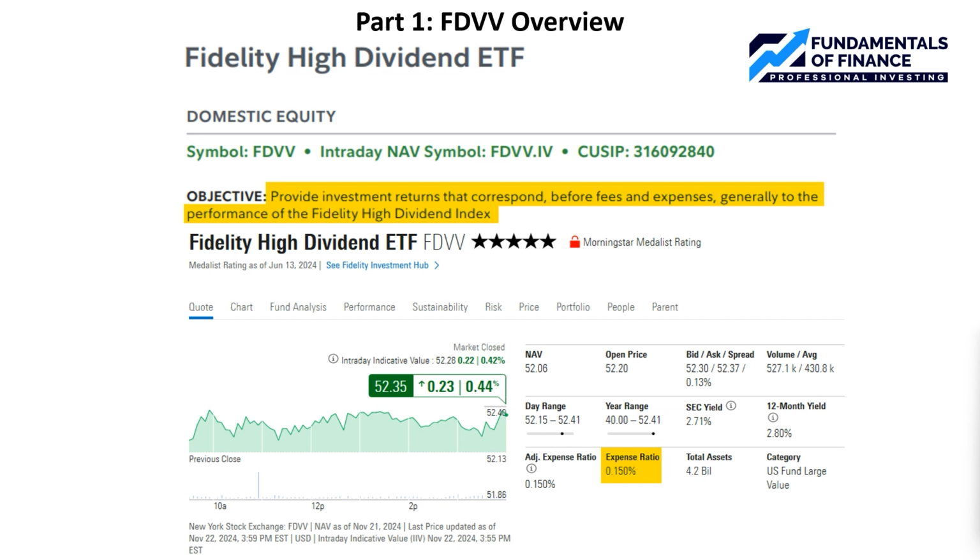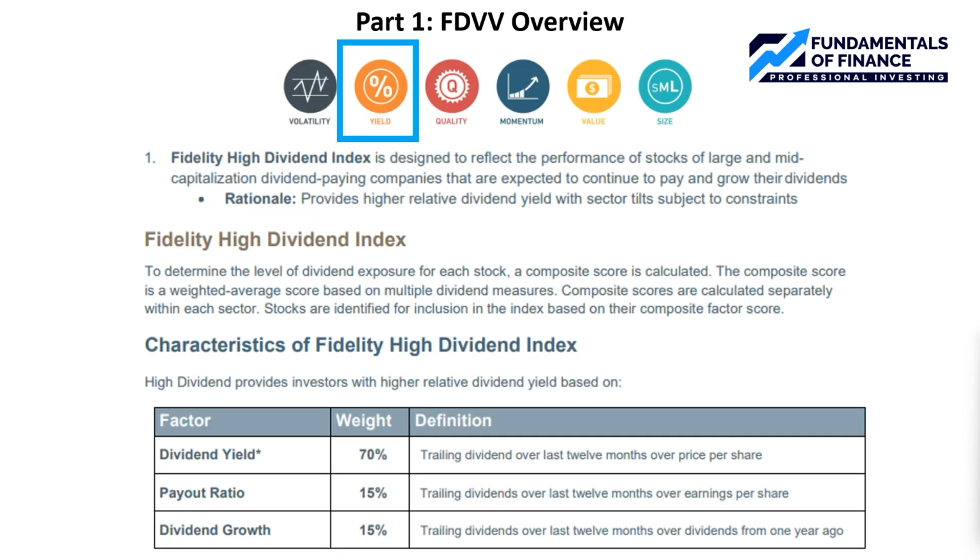This is a passive index fund that tracks the Fidelity High Dividend Index for 15 basis points, or 0.15%, per year. So, what is the Fidelity High Dividend Index? Well, it's essentially a factor index that tries to capture the yield factor, with a couple of wrinkles that I'll cover in a second. A factor is basically a characteristic of a stock that explains its performance. It's kind of like how tall is a characteristic of a person.